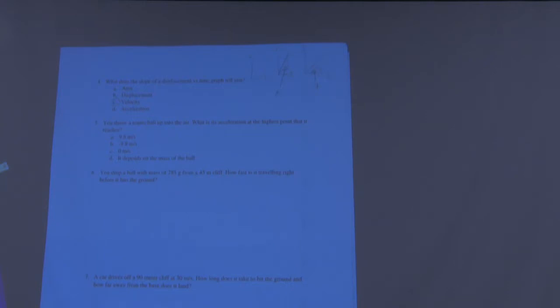All right, so number 5. We're finally going to get into some of that chapter 3 and 4 material. You throw a tennis ball up into the air. What is its acceleration at the highest point that it reaches? What do you guys think? I got B, you said? Do we all agree or disagree with B? Agree with B? Awesome.